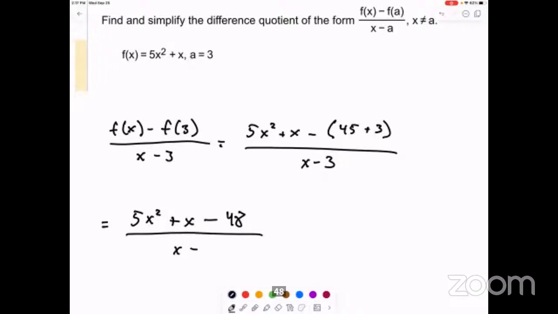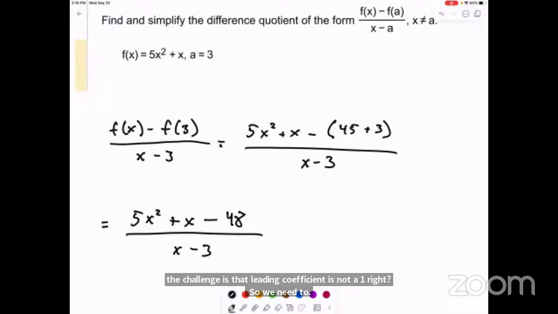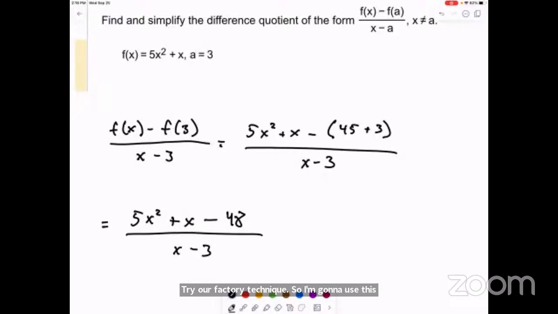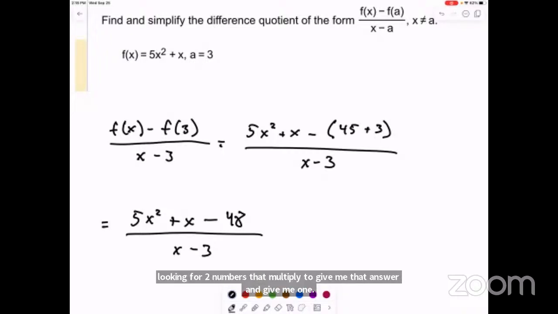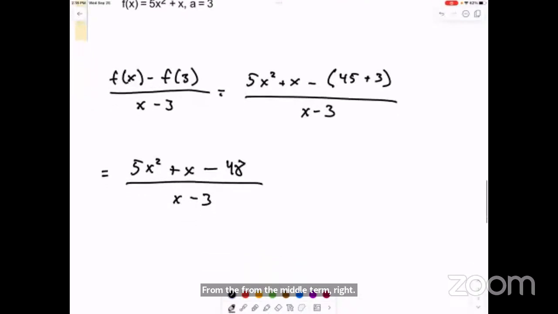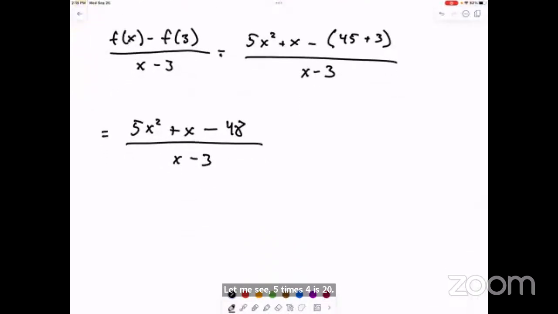All right. So I kind of grimaced a little bit because I was anticipating we need to factor, right? And the challenge is that the leading coefficient is not a 1, right? So we need to try our factoring technique. I'm going to use the technique I call the AC method of factoring, where I multiply the 5 times the 48, and then I'm going to get a result. I'm going to be looking for two numbers that multiply to give me that answer and add to give me 1 from the middle term, right? Let me see, 5 times 4 is 20. So that's 240. That makes sense, 240. Okay.